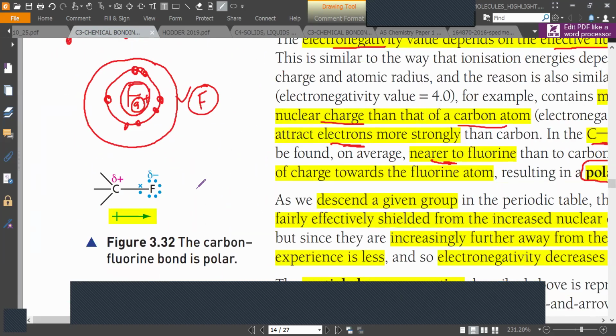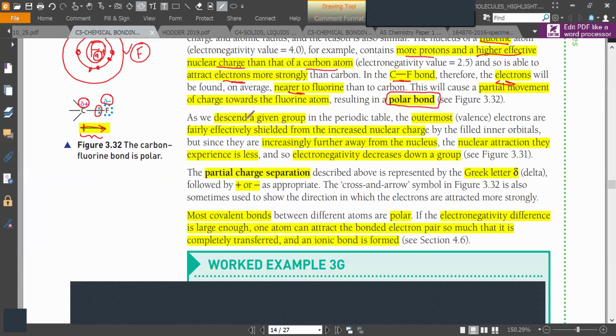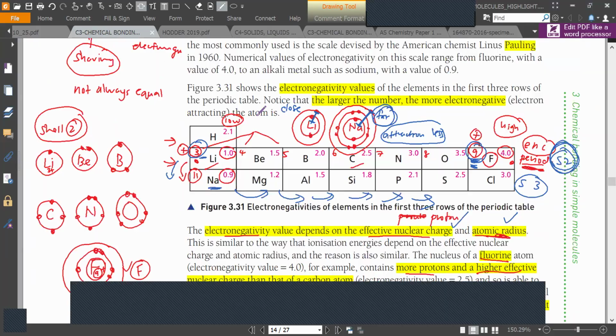Can you see the electron pair is closer to fluorine, because it is more electronegative? When it's closer to fluorine, it gives a partial negative charge on the fluorine and a partial positive charge on the carbon. This is what we call a polar bond. This symbol here tells us the direction of the partial charge: the negative charge is towards the fluorine.